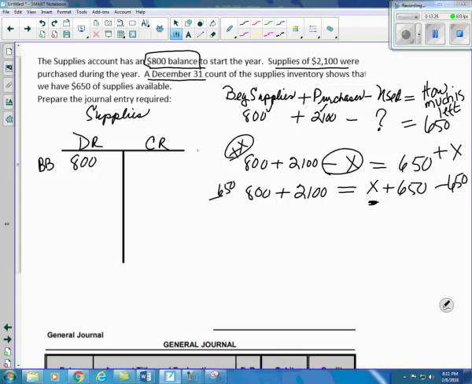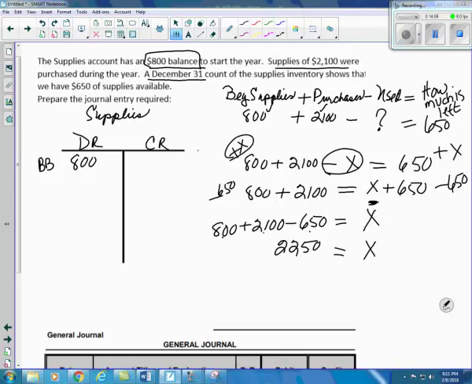And what I would be left over here with is 800 plus 2,100 minus 650 equals X. And now we can just simply solve for the X, which I have already done. If I take 800 and add 2,100 and subtract 650, then X equals 2,250. Now, let's just put that in a formula that you can use from this point forward.